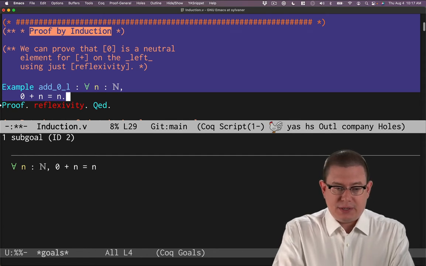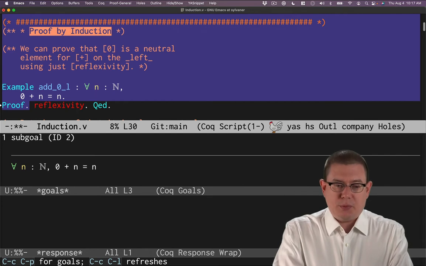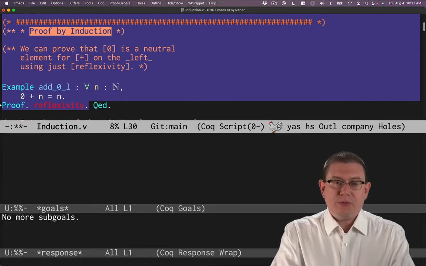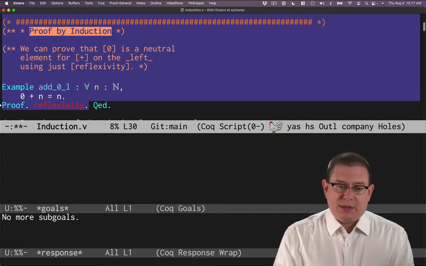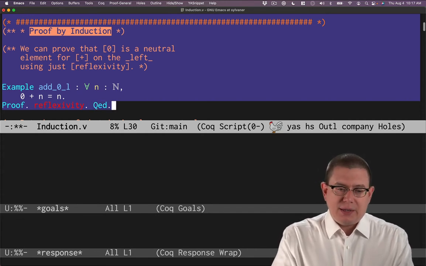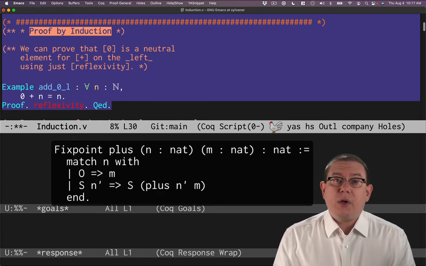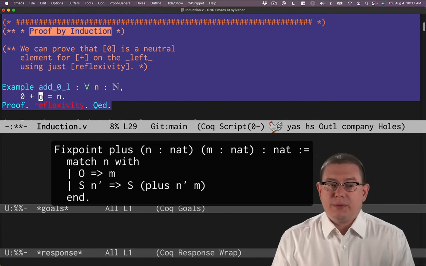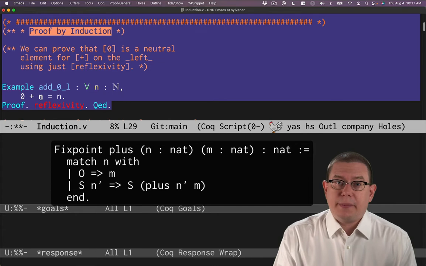Reflexivity suffices. So here, we can step through the proof, and we've got a subgoal. We need to prove that 0 plus n equals n, and reflexivity takes care of that entirely on its own, as we would expect from Basics. Now, the reason it's able to do that is because of the way that plus is defined. You might recall from Basics that it's defined recursively on its left-hand argument. It pattern matches: when it sees 0 there, it just reduces to the right-hand argument.